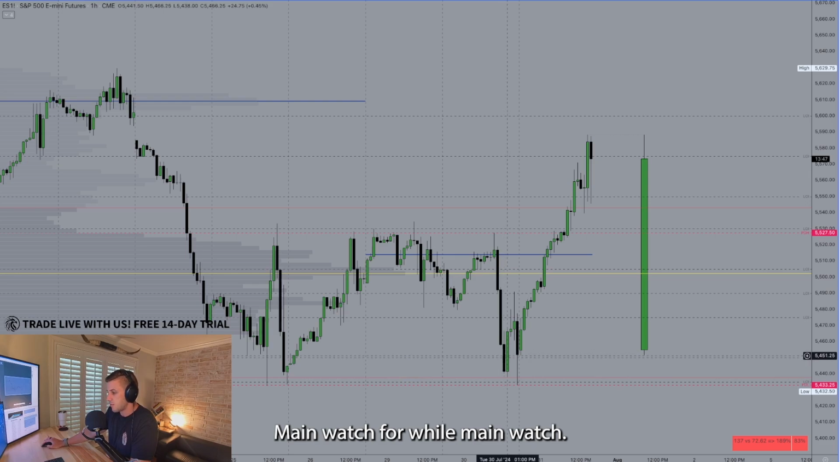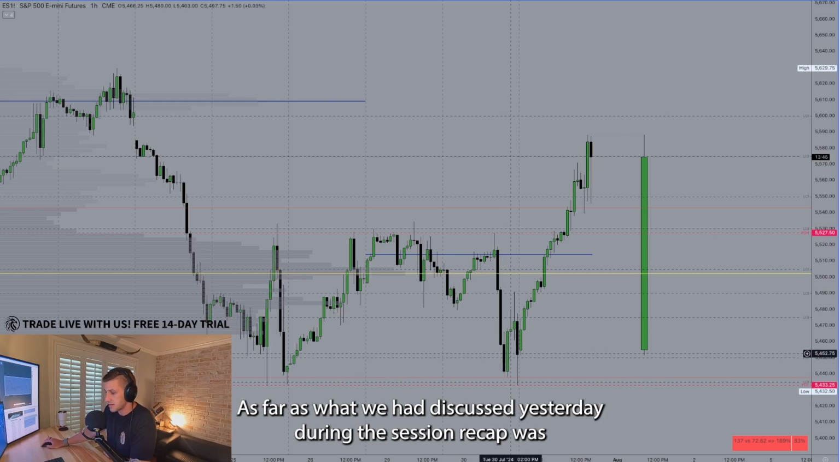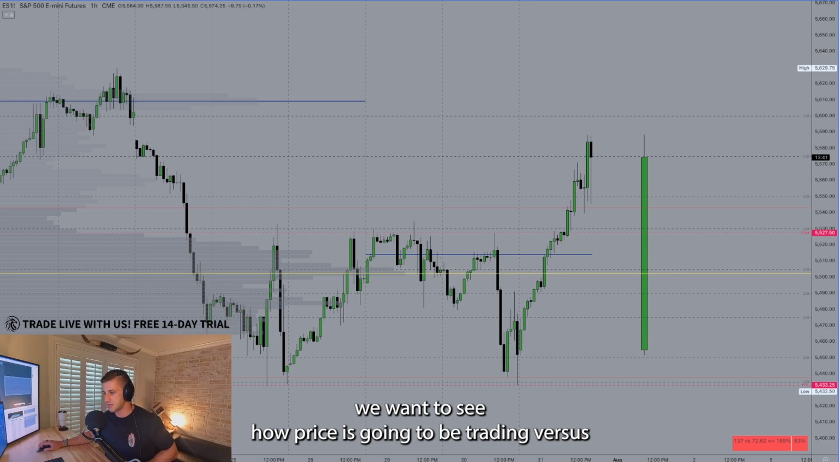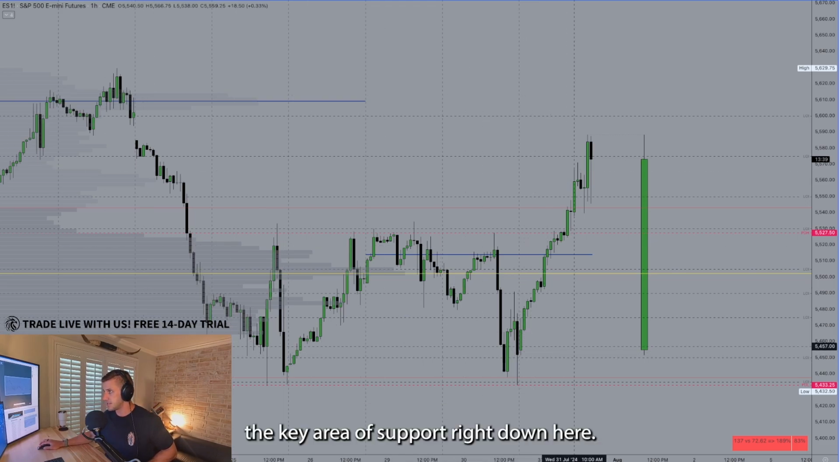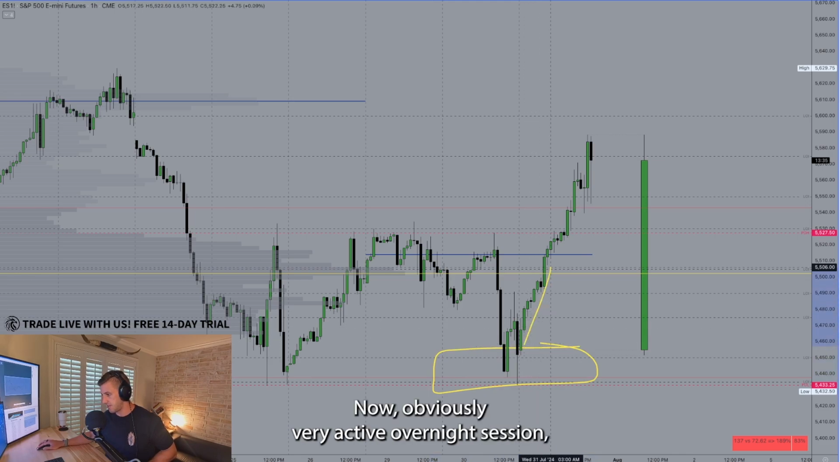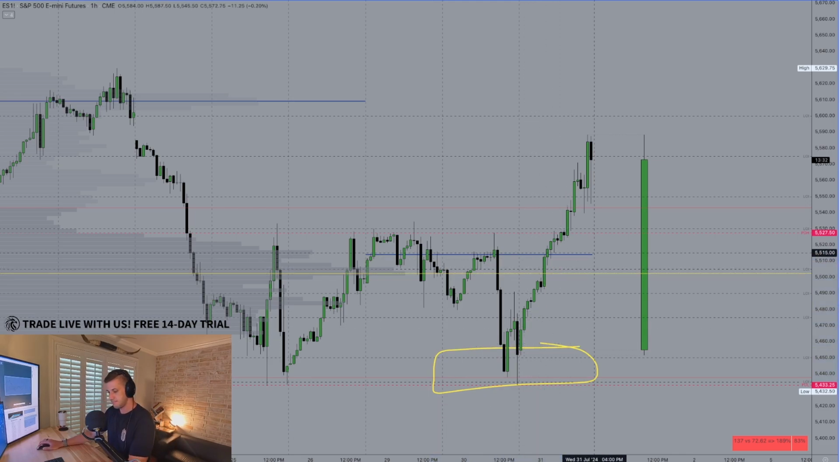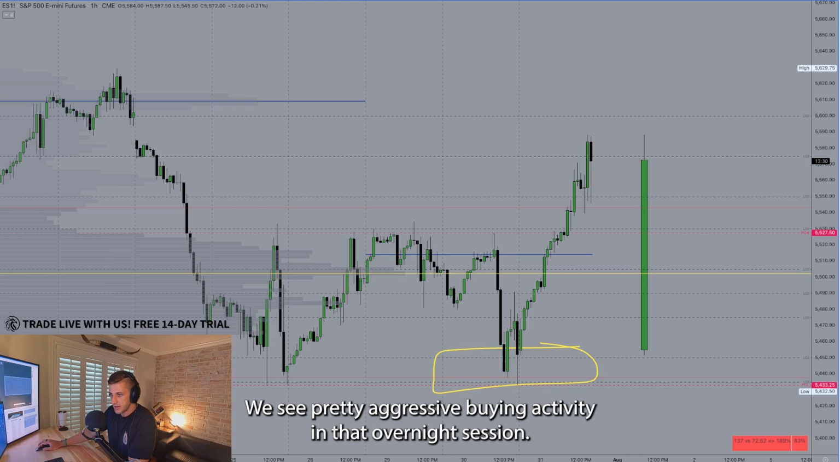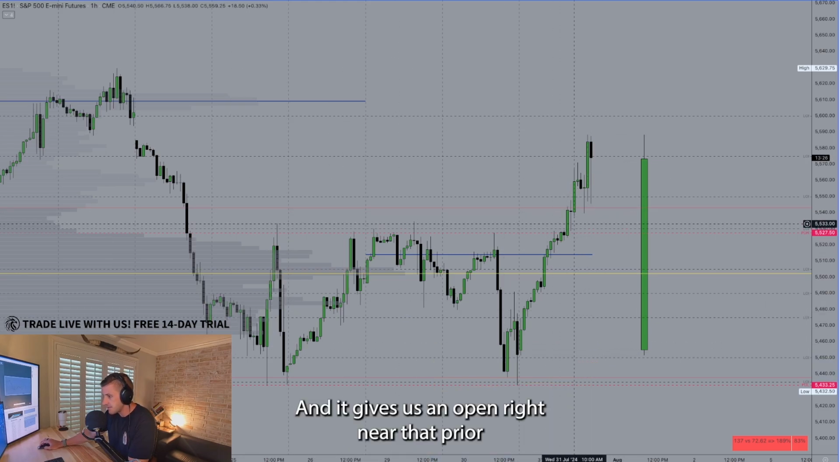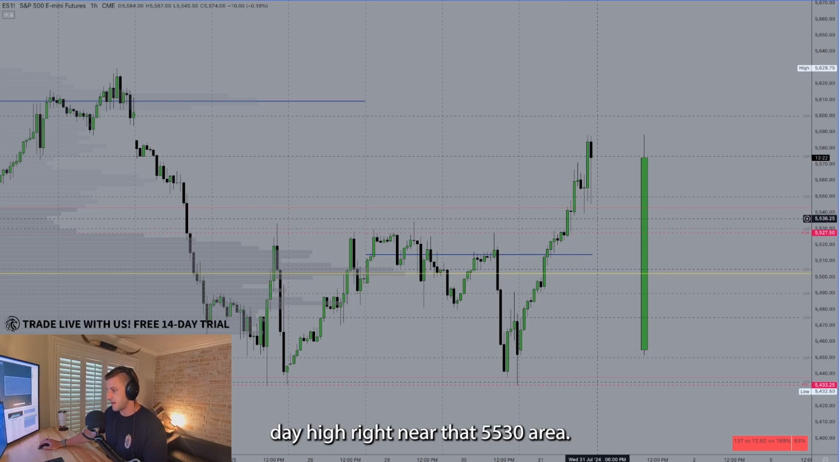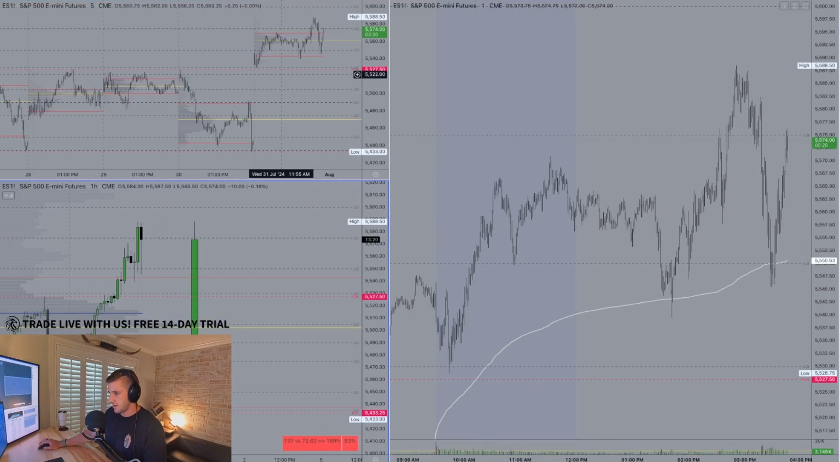Main watch, as far as what we had discussed yesterday during the session recap, was we want to see how price is going to be trading versus this key area of support right down here. Now, obviously, very active overnight session, right? We see pretty aggressive buying activity in that overnight session, and it gives us an open right near that prior day high, right near that 55.30 area.